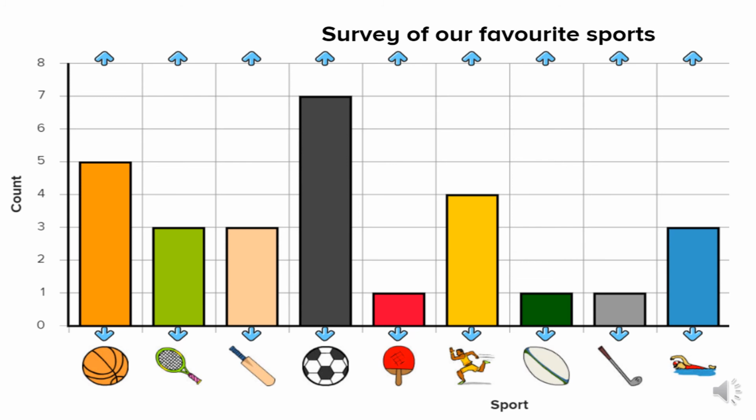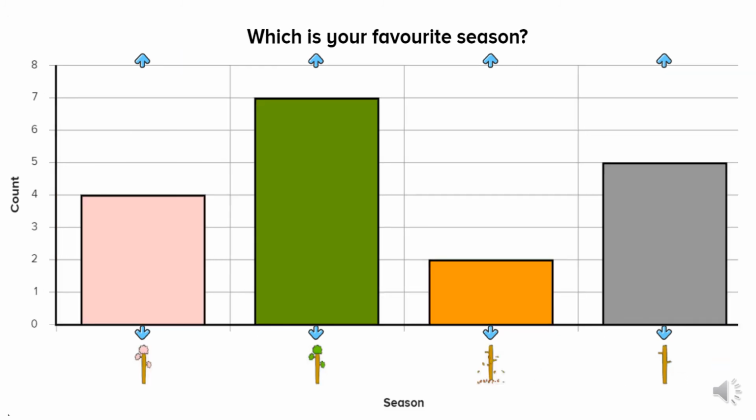We can use block diagrams to represent almost anything. We can collect a survey, that means find out what people think, and we can represent it. So here is a block diagram of people's favourite sports. This is a block diagram of people's favourite season. Which season is the most popular here? Good, it's summer because it's got a much larger block.